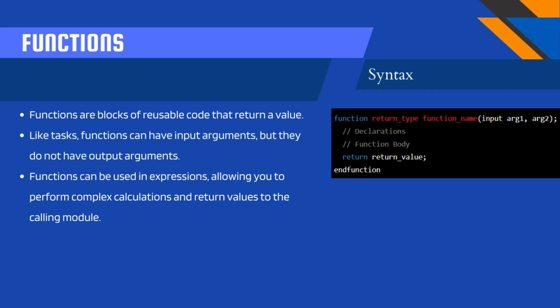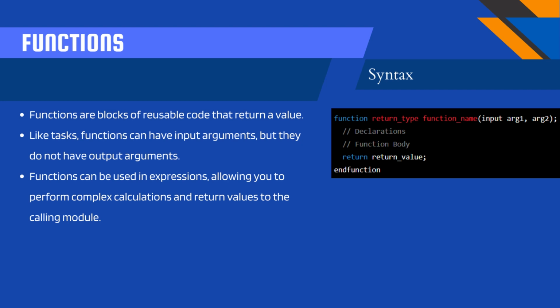Syntax of a function. The syntax of a function in SystemVerilog is similar to that of a task. It starts with the keyword function, followed by the function name and any input arguments. The return type of the function is specified after the input arguments in parentheses. The body of the function is enclosed in curly braces and must include a return statement that specifies the value to be returned. function return_type function_name, input arg1, input arg2. Declarations. Function body. Return_value.